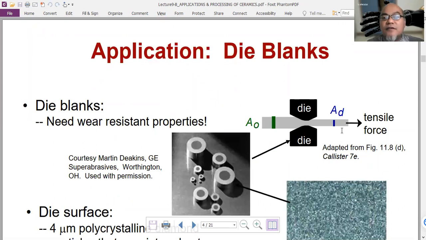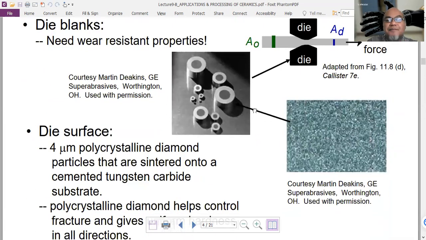Another application of ceramics is as die blank. Remember in the cold work for metal, where the material is being pulled like this using tensile force in order to have a smaller cross-sectional area, so that the dislocations become more entangled and then it becomes a stronger material. The die itself usually is made from ceramics. Why? Because it needs wear-resistant properties. Because it is always in friction with the metal that is being pulled in between the two dies.